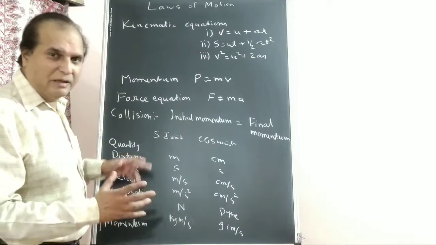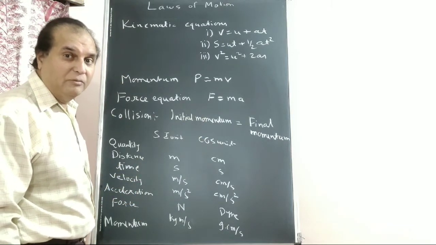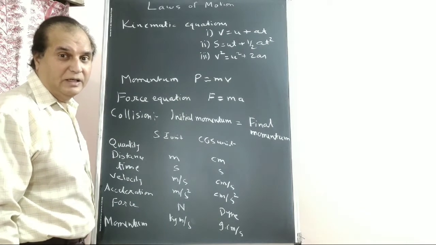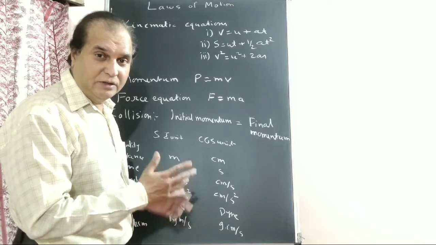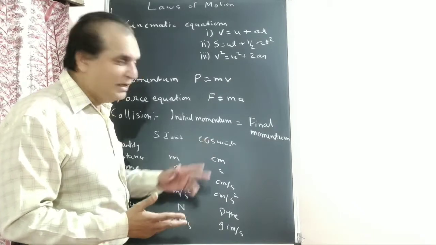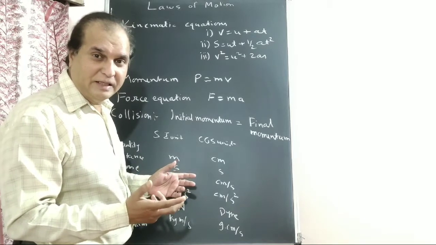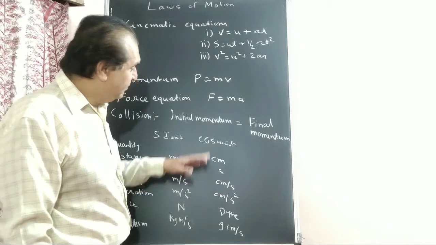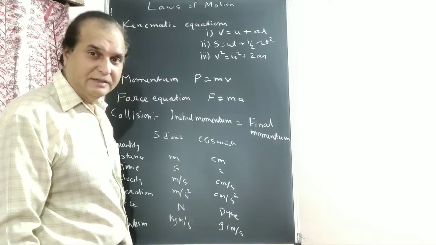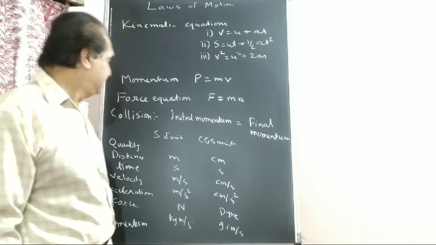Whenever a collision sum comes, where two bodies collide, initial momentum is equal to final momentum. This is the formula you have to use. Mass into velocity in the initial condition for the two objects, and in the final condition, either the two bodies stick together or separate, mass into final velocity. This addition equals that addition, and then one thing will be missing, which you have to find out.